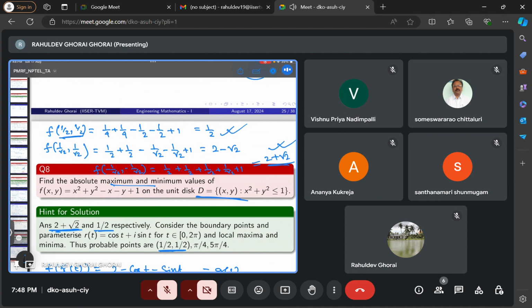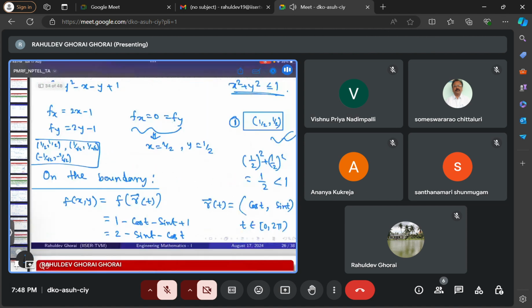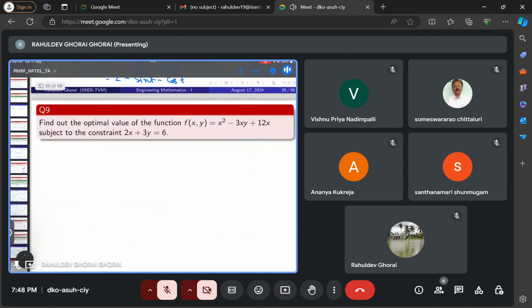Is it okay? Yes, sir. Okay. So if that is so, then we will move to now this question. So here you don't have any domain thing. You have only a constraint, which is your line. So here it will be easy to use the so-called Lagrange multiplier.